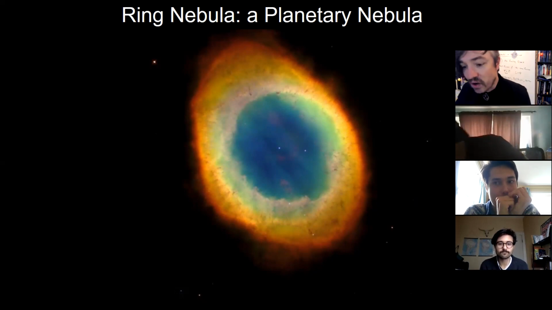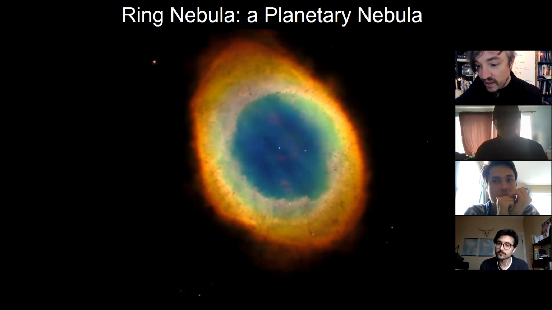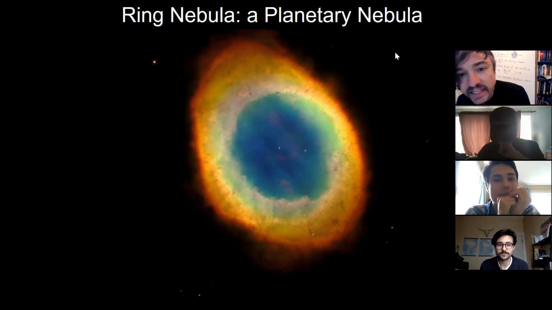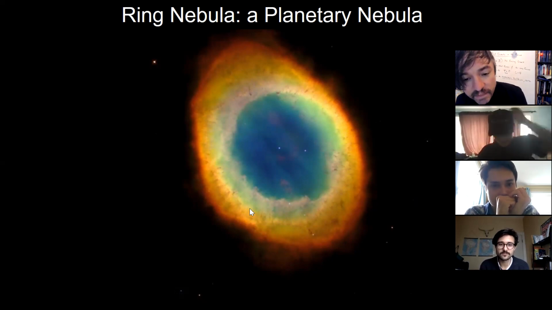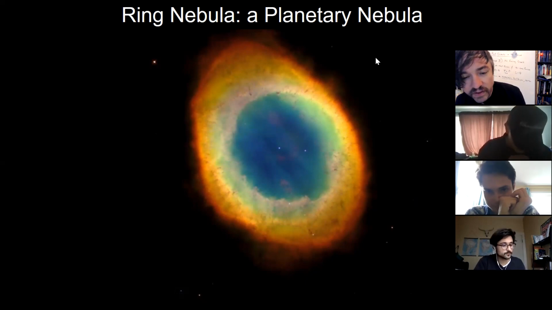Nothing to do with planets, but they're called planetary nebulae because people were observing them long before they understood what the hell they were looking at. Planetary nebulae are some of the most beautiful things to look at in all of astronomy. This is a personal favorite. It's called the Ring Nebula. I show people this with my telescope all the time.